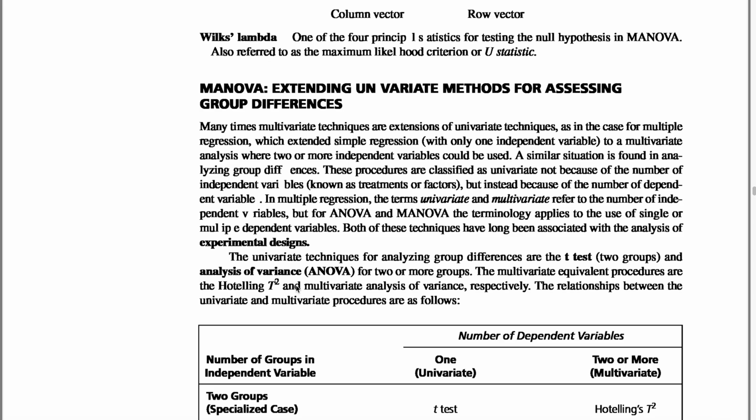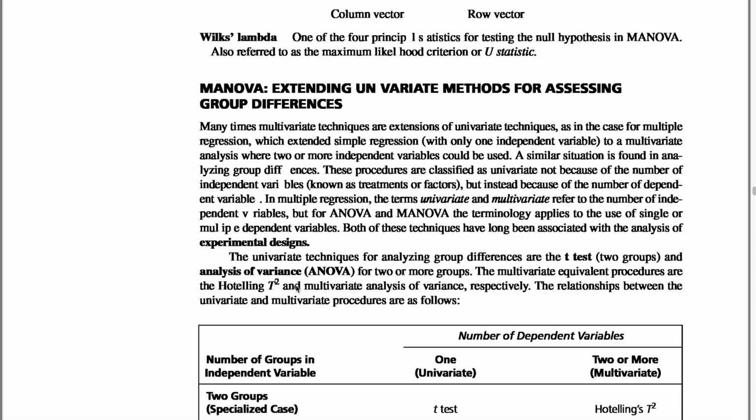A similar situation is found in analyzing group differences. This procedure is classified as univariate or multivariate not because of the number of independent variables, known as the treatments or factors, but because of the number of dependent variables. In multiple regression, the terms univariate and multivariate refer to the number of independent variables, but for ANOVA and MANOVA, the terminology applies to the use of single or multiple dependent variables. Both of these techniques have long been associated with the analysis of experimental designs.